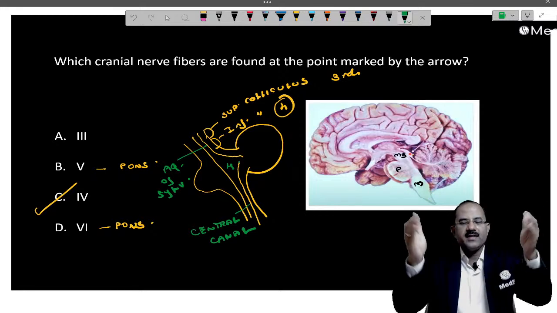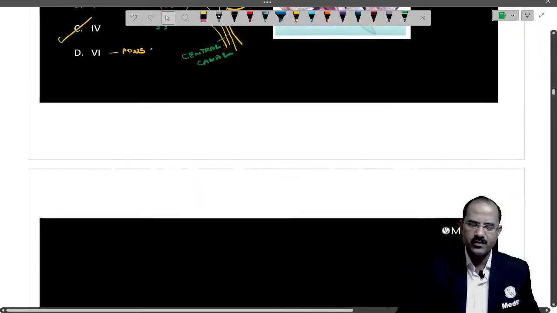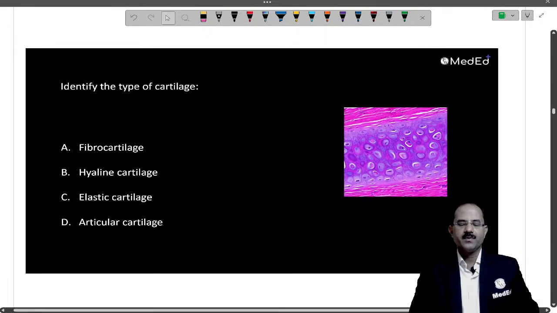I hope you're getting this. Yes, I hope everything is clear to all of you. In case of doubts, get back. So understand this, answer this MCQ.